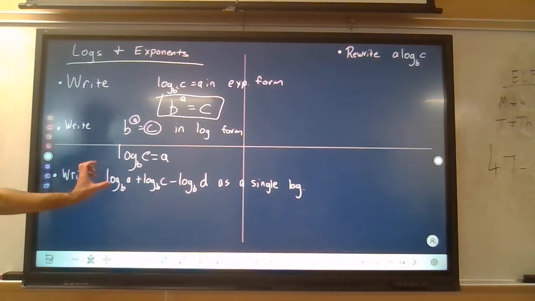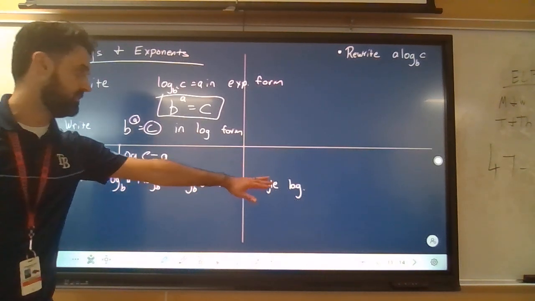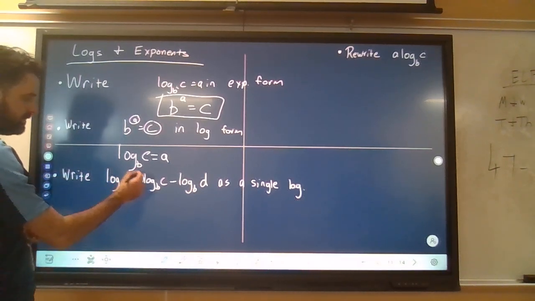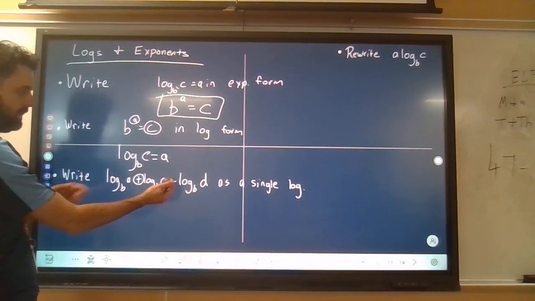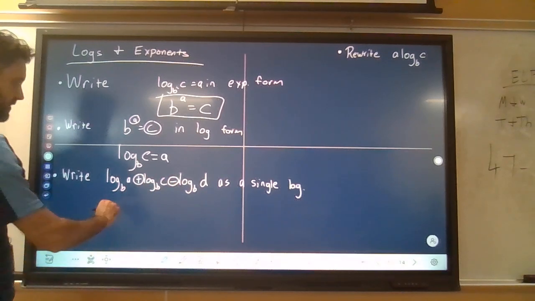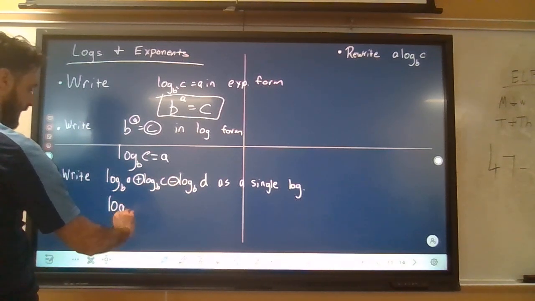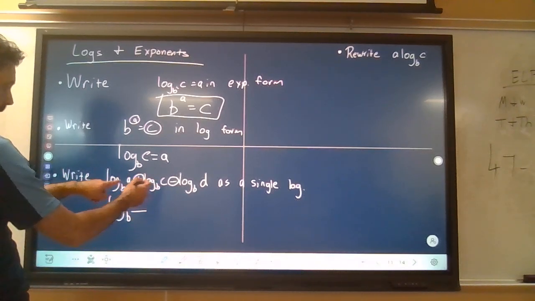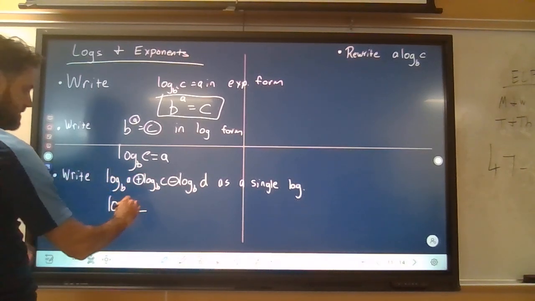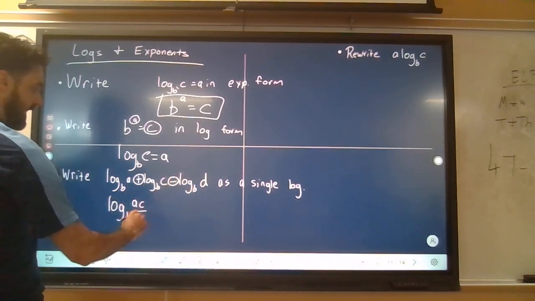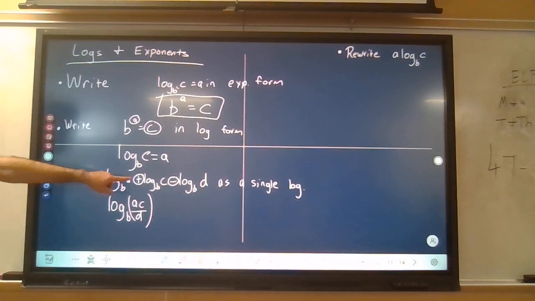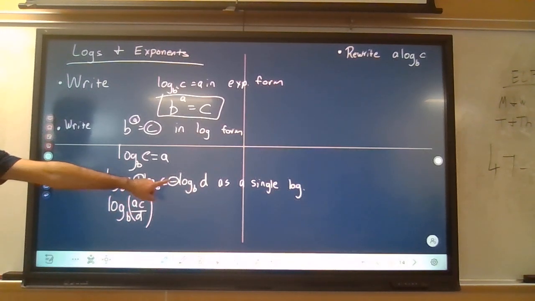Writing a log, or the sum or difference of logs, as a single log, all we have to remember is whenever we're adding logs, we multiply the insides, and whenever we're subtracting logs, we divide. And so this would become log base b. We're going to have just that one log here, with a fraction. We're going to multiply a with c, and then divide by d, like this. Again, I'm multiplying a and c because I was adding their logs, and I am dividing by d because I was subtracting its log here.